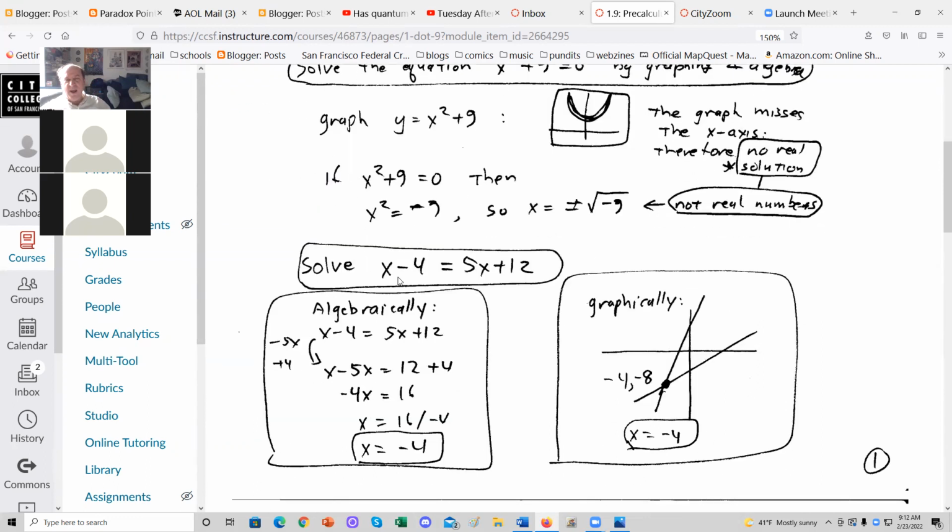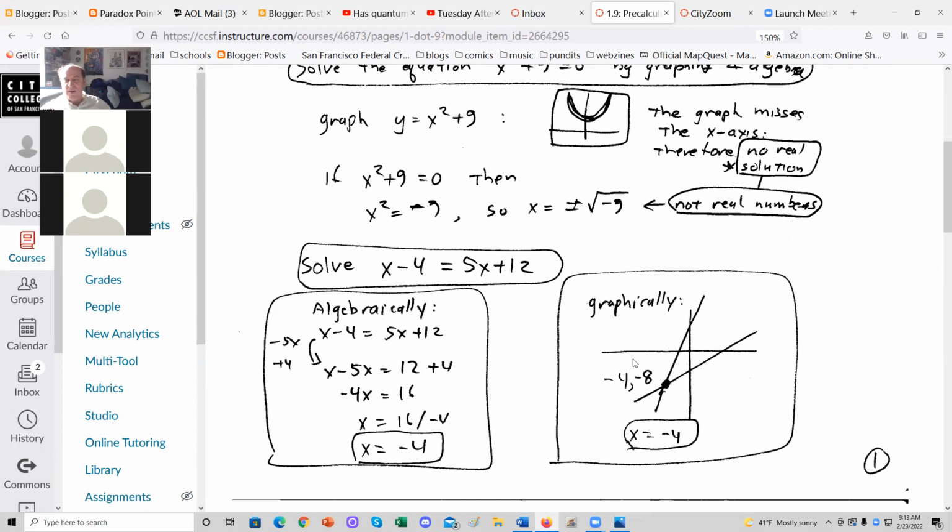Here's a simple one. x minus 4 equals 5x plus 12. Algebraically, it's simple enough. We write the equation, we do some transposing. We transpose 5x to the left by subtracting it from both sides. We transpose 4 to the right by adding it to both sides. So x minus 5x equals 12 plus 4. So negative 4x equals 16. So x equals 16 over -4. So x is -4.